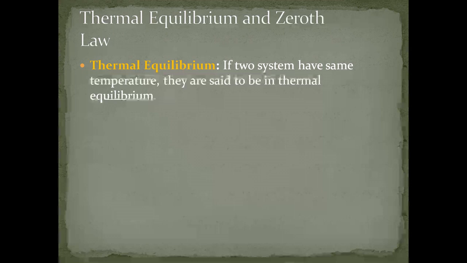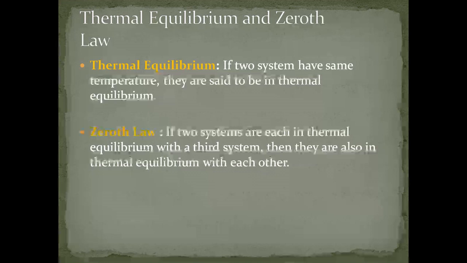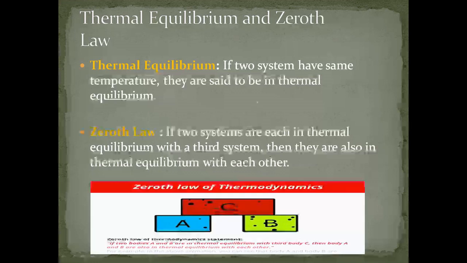Thermal equilibrium: if two systems have the same temperature, they are said to be in thermal equilibrium, as I said earlier. And now the Zeroth law: if two systems are each in thermal equilibrium with a third system, then they are also in thermal equilibrium with each other. For example, if A and B have the same temperature and C and B have the same temperature, then A and C have the same temperature. It's a very easy and basic law which we define just to build our basics of the language of physics, right? So let's see an animation on this Zeroth law.